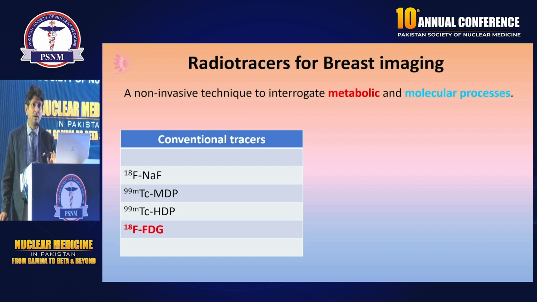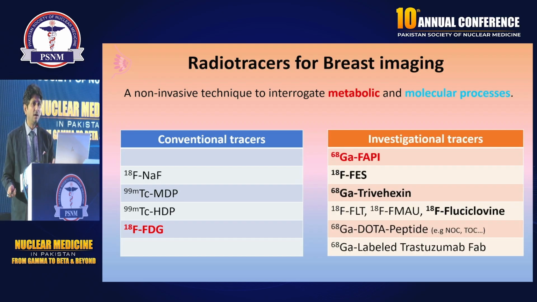There are different radiotracers available for breast cancer imaging. There are some conventional tracers like FDG. Then we do bone imaging with technetium, and there is a PET tracer called sodium fluoride for bone imaging. And there are the upcoming tracers. These are the investigational tracers. The top three are FAPI, FES, and trevahexane.